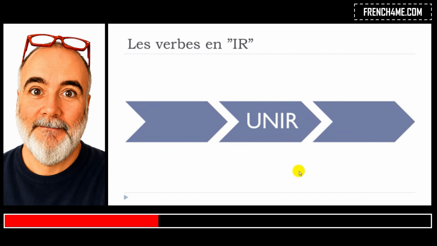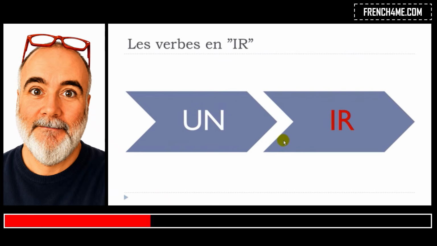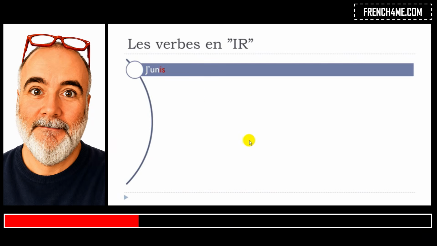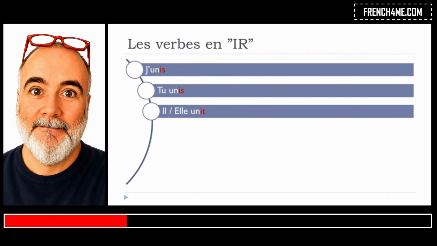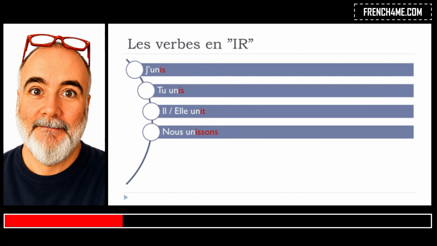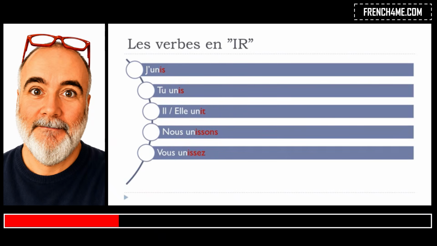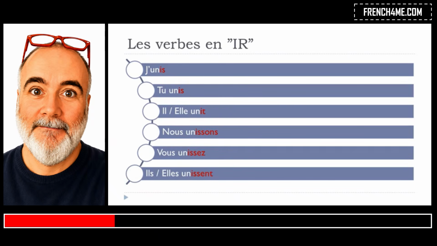Let's take another example. Unir, to unite. Okay? Same rule. We just keep this UN and then you spot the ending. You take it away and you will keep the UN to construct. So, j'unis, same way. Tu unis. Il unit. Elle unit. Nous unissons. Vous unissez. Ils unissent. Elles unissent. Okay, so it's exactly the same. So same group, same way to conjugate it.